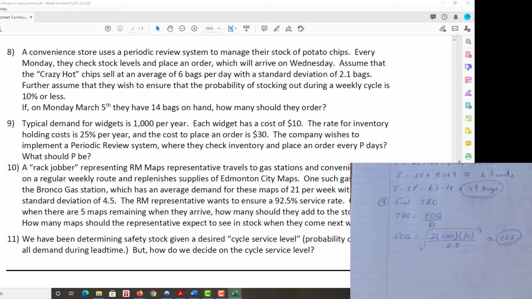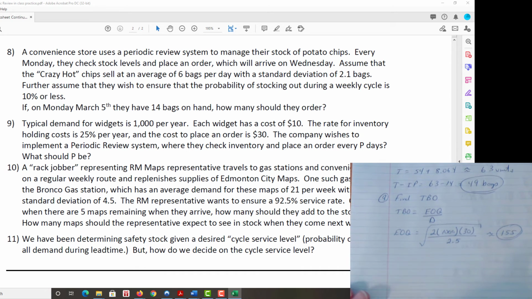Again, EOQ is going to be an integer. In fact, it's going to be a whole number. It's not going to even be a negative number at all. Okay, so now we have our EOQ.